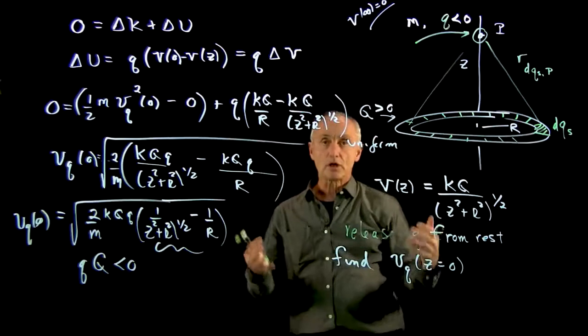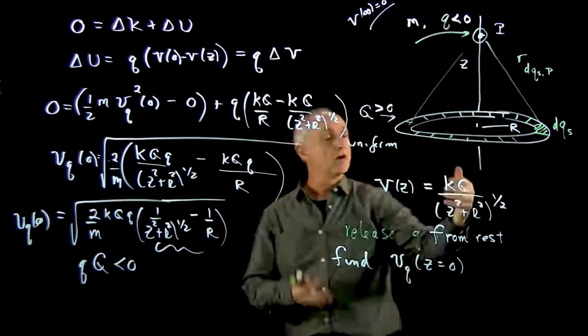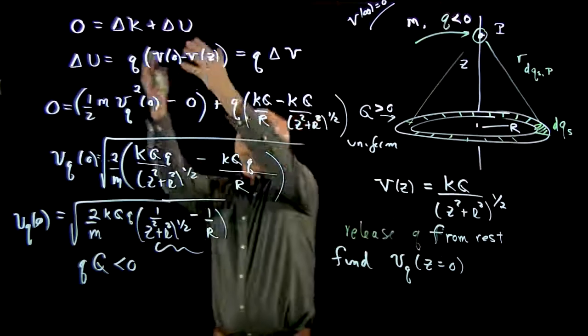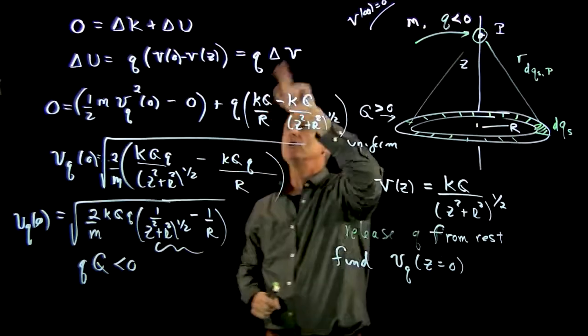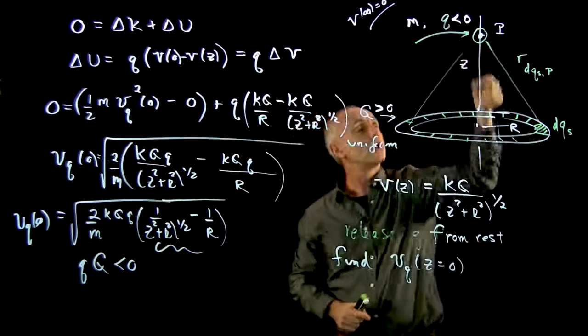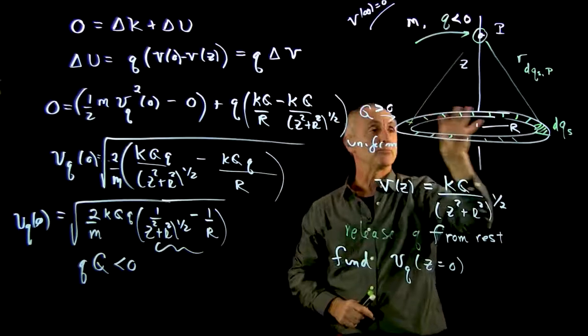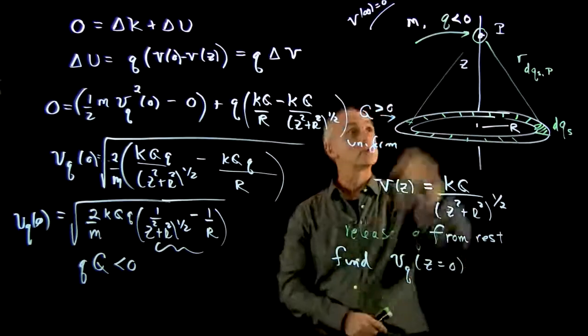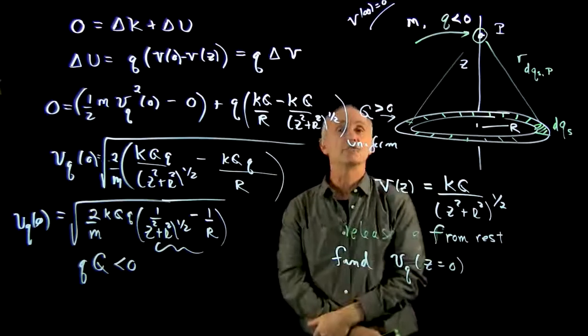So we've used our concept of potential difference function to be able to apply it in the energy principle to calculate the speed of this charge when it gets to the origin in the presence of this source, when it was released from rest a distance z above the ring.